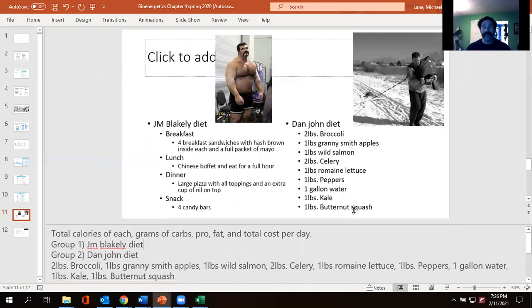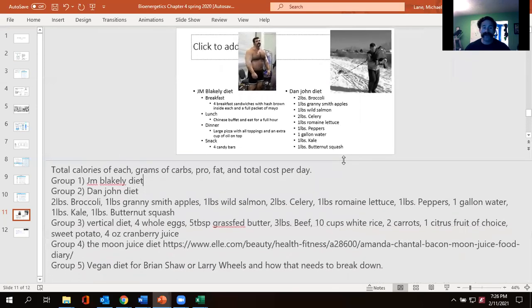Then we're going to have 2 other options, and one of which is going to be the vertical diet. This is going to be popularized by Stan Efferding, and it's been used by Hafthor Bjornsson and a couple other high profile strongman bodybuilders as a way to prepare. And so effectively the diet each day is going to be 4 whole eggs, 5 tablespoons of grass-fed butter, 3 pounds of beef, 10 cups of white rice, 2 carrots, 1 citrus fruit of choice, a sweet potato, and 4 ounces of cranberry juice, because we got to keep healthy. And effectively, what's the cost, the calories, macros, we're getting through all these.